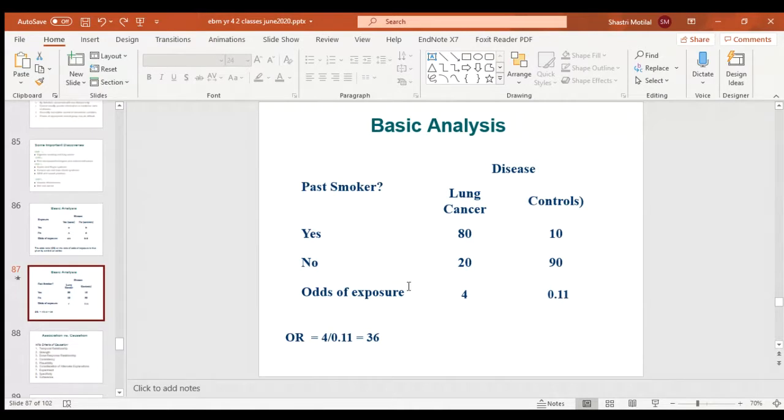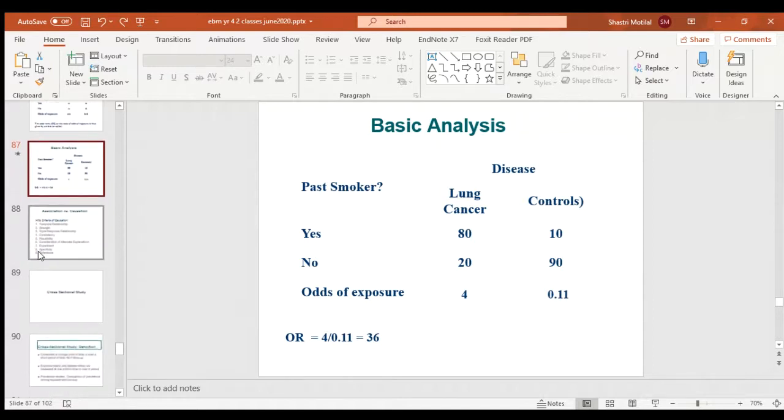And that's how we calculate these measures for a case control study. But before you say, well, does that mean smoking causes lung cancer?